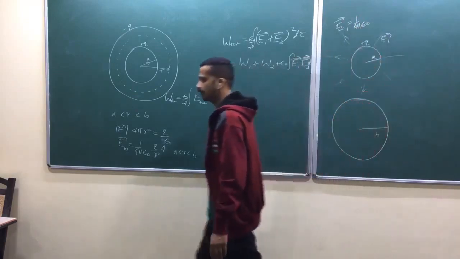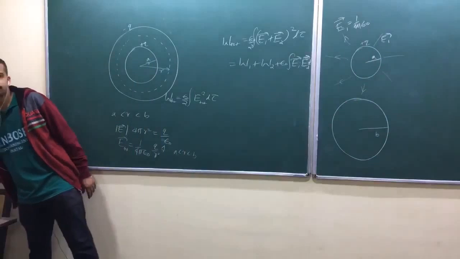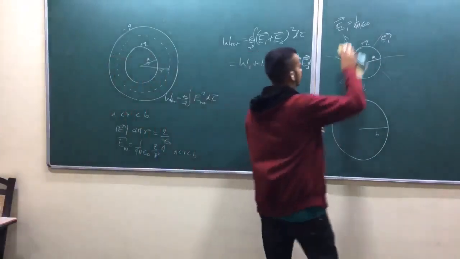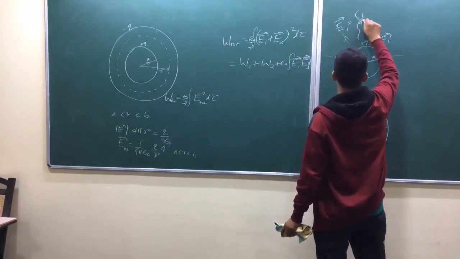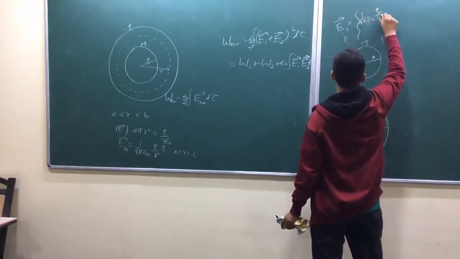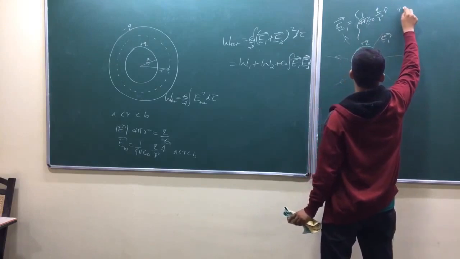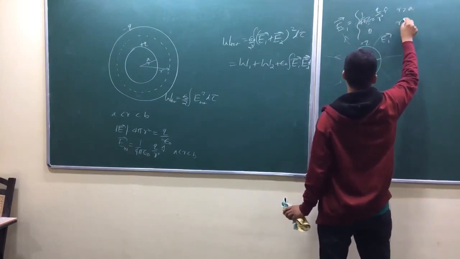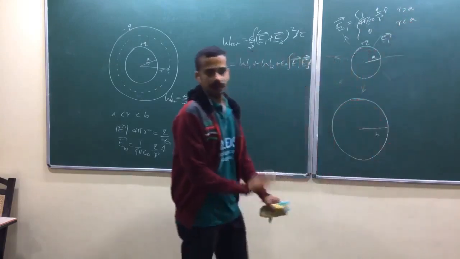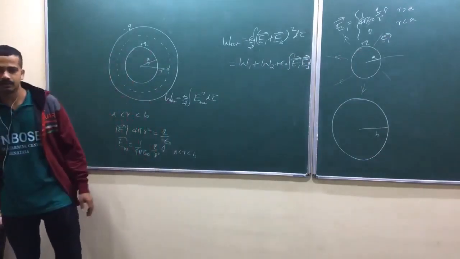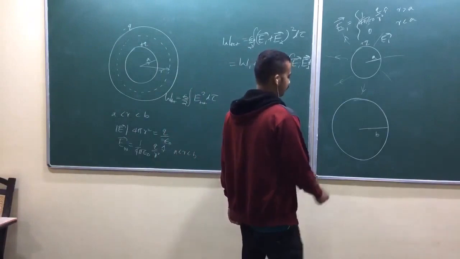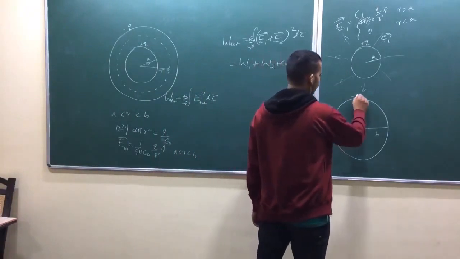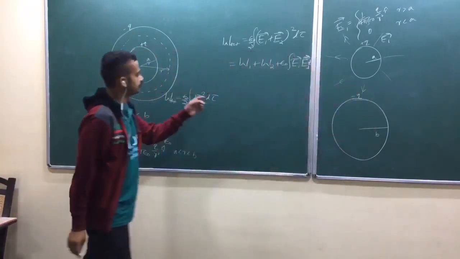I better write all of these electric fields as a function. So E1 is equal to 1 by 4 pi epsilon naught Q by R square R cap when R is greater than A, and 0 when R is less than A. At R equal to A, it will have a discontinuity because of the surface charge, as we have seen.